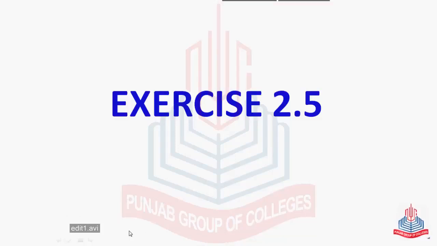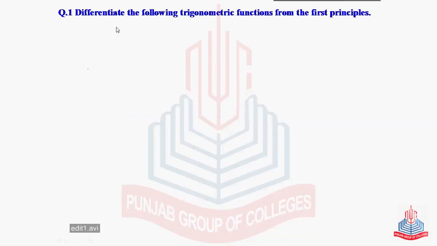Now we start our exercise 2.5. Question 1. Differentiate the following trigonometric functions from the first principle. Actually, in this exercise, we will differentiate our trigonometric functions. As we discussed in our basic six trigonometric formulas, on the basis of such six formulas, now we will start with multiple of angles or functions which consist of sum of two functions or some operations on angles of trigonometric functions. So first of them is differentiate sine 2x.